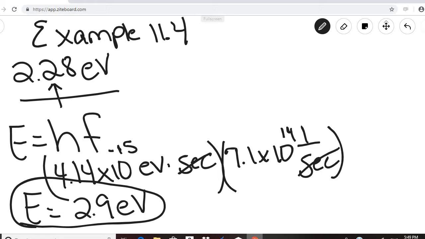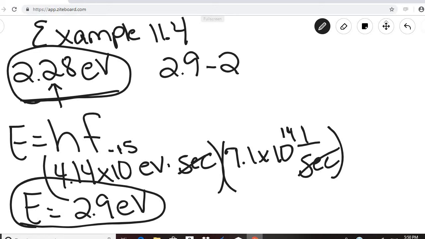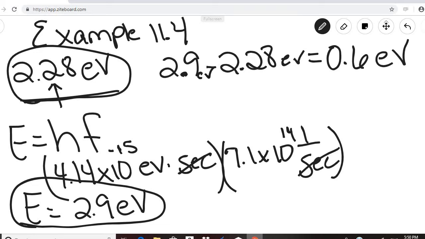So the blue light has an energy of this amount, and when we shine it onto the sodium metal, it takes this much energy to free the electron. So what is the difference between them? 2.9 minus 2.28 electron volts. We can go out to the tenths place since we're subtracting. So the answer would be 0.6 electron volts. The maximum potential electron energy then would be 0.6 electron volts.